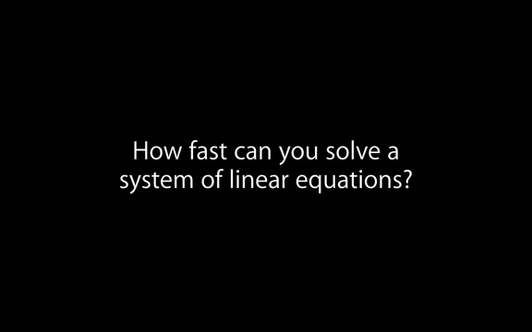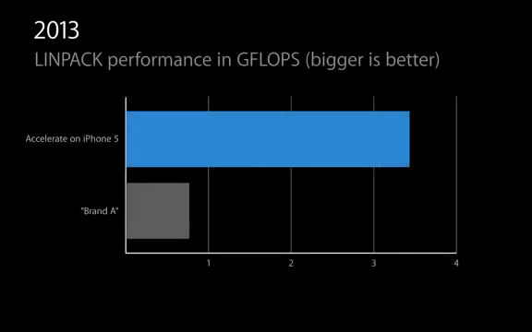Now, when you talk about LINPACK, it's important to keep in mind that LINPACK is measuring the speed of both hardware and software. You can't have great performance on LINPACK without good hardware and without good software that takes advantage of the hardware that you have. The past few years, we've shown you a shootout between Accelerate, running on iOS devices, and what we like to call Brand A. Last year, we showed you a chart that looked like this. It's comparing Accelerate, running on the iPhone 5, against the best LINPACK score that we were able to find anywhere for any Brand A device. So this is performance in gigaflops. This is double precision. You can see that Accelerate on the iPhone 5 gives you about 3.5 gigaflops on LINPACK, which is a really impressive number.